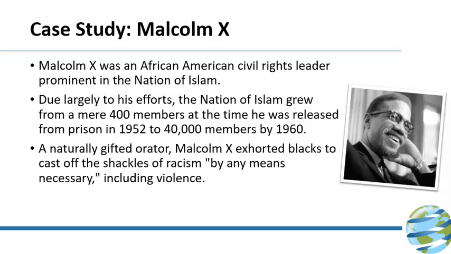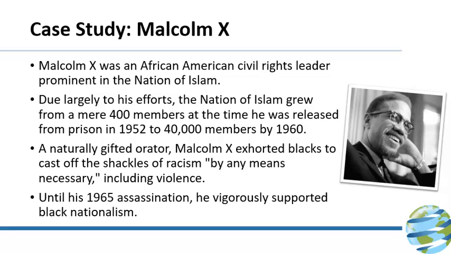He was a naturally gifted orator. He exhorted blacks to cast off the shackles of racism and said that they should do that by any means necessary, which is inciting violence, so less peaceful as a key figure. He was assassinated in 1965, but until then he vigorously supported black nationalism, which is a much more extreme form of fight for civil rights.